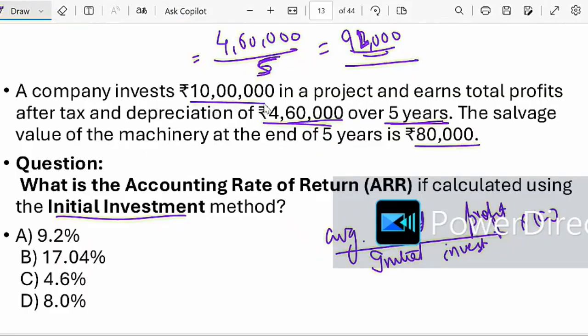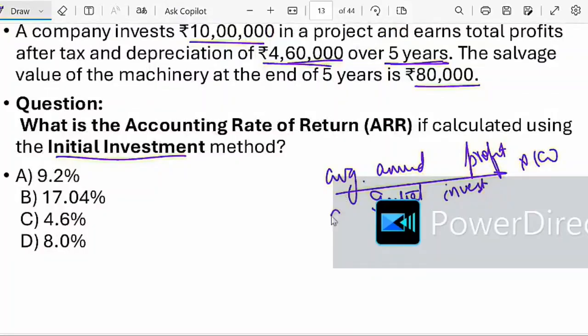Initial investment is given as 10 lakh. Just apply the formula. In the numerator, we will write 92,000. In the denominator, we will write 10 lakh and multiply it by 100. Very good. One answer I have got, 9.2%. Excellent. I hope it is clear now. 9.2% is the answer.